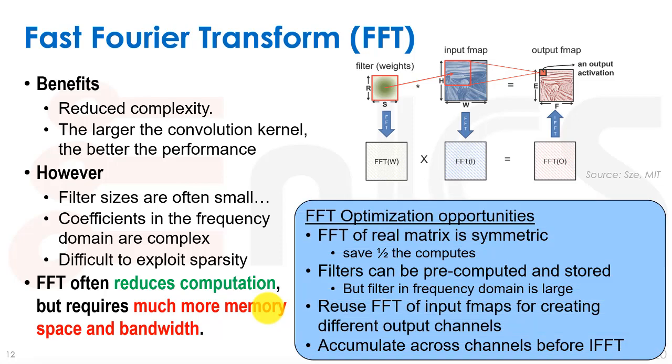So FFTs often reduce the computation, but they require much more memory space and bandwidth. There are, however, many optimization opportunities. For example, the FFT of a real matrix is symmetric, so we can do only half of the computes, which is really nice. The filters can be pre-computed and stored, so we can do the FFT of the filters beforehand, but the filters in the frequency domain are large. We can also reuse the FFT of the input maps for creating different output channels, and we can accumulate across the channels before doing the IFFT. So there are many opportunities for optimization, and the fast Fourier transform has been shown to be one way to do these convolutions efficiently.